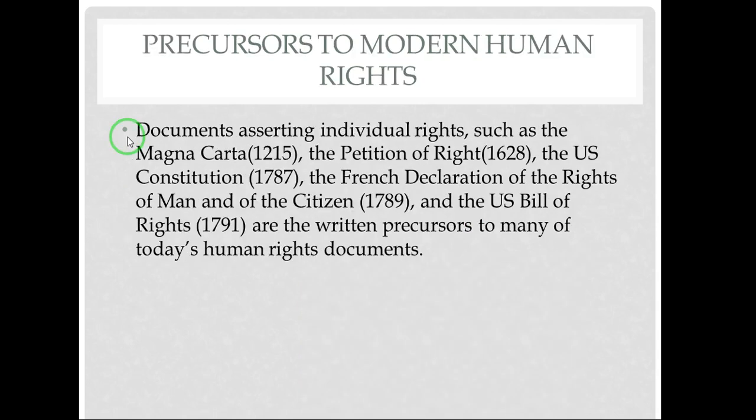So we will look into some of the precursors to modern human rights. Some important documents which relate to human rights are the Magna Carta, the Petition of Right, the US Constitution, the French Declaration of the Rights of Man and of the Citizen, and the US Bill of Rights. So these were the written precursors to the human rights which prevail today. These are the earlier documents related to individual rights.